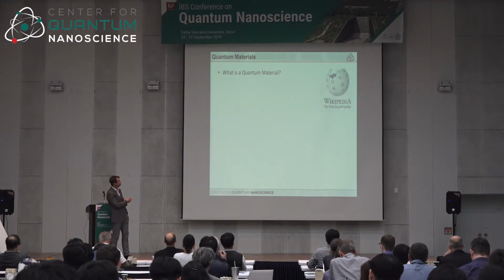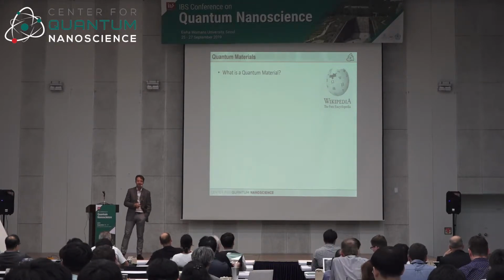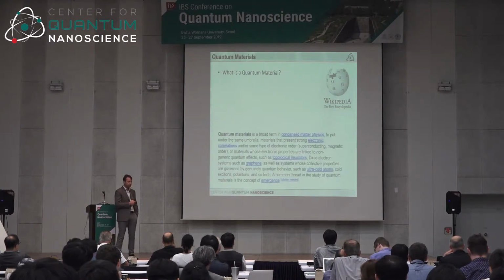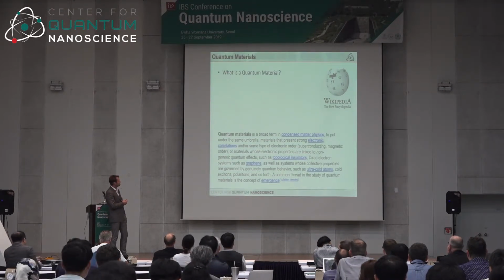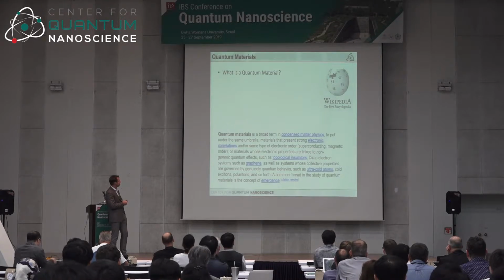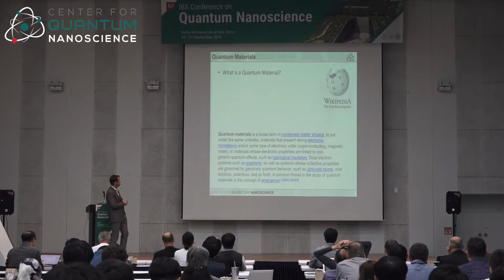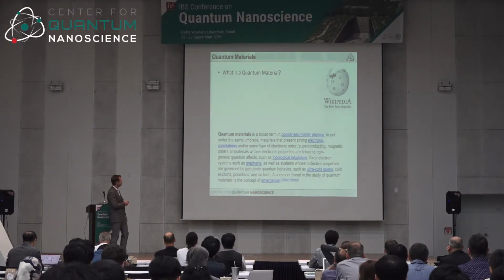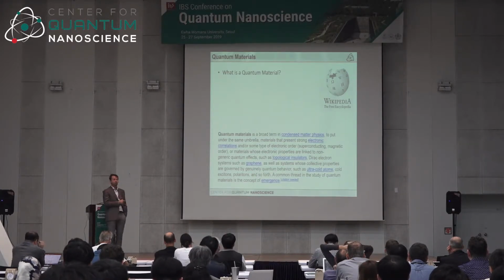Well, one way you can find out is you can go to Wikipedia. This is how normal people find out what something is. And you can look at the definition. Let me read it for you because it is so painful. Quantum materials is a broad term in condensed matter physics to put under the same umbrella materials that present strong electronic correlations and or some type of electronic order such as superconducting or magnetic order, or materials whose electronic properties are linked to non-generic quantum effects, that's an awesome term, such as topological insulators.